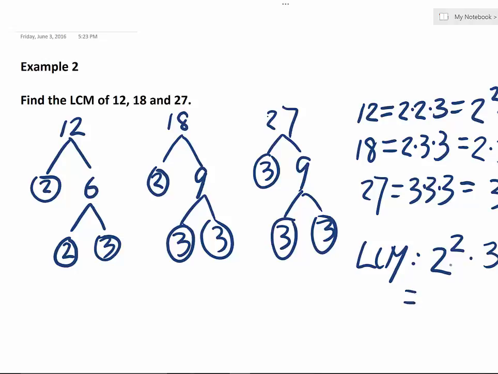Then we end up with 2 squared, which is 4, and 3 cubed, which is 27. So 4 times 27 is going to be 108. So the LCM will be 108. So every time you have an LCD or LCM problem, prime factorization is one of the most effective ways to find the LCM or LCD.